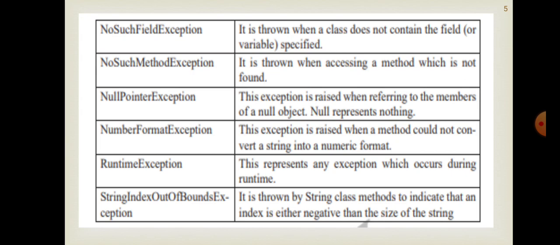A null pointer exception is raised when we are referring to a member of a null object. A number format exception is raised when we are accessing a string which is not in a numerical format. A runtime exception represents an exception which occurs during runtime. A string index out of bound exception is thrown by string class methods to indicate that an index is either negative or greater than the size of the string. If it exceeds or is negative, it creates an index out of bound exception.